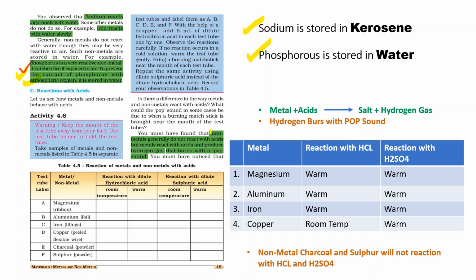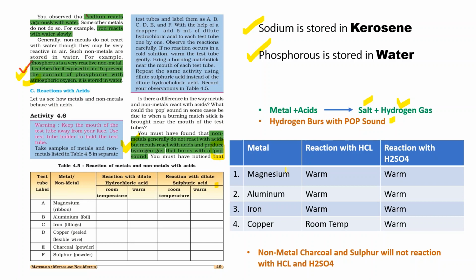Now non-metals generally do not react with acids, but metals react with acids to produce a basic salt and then hydrogen gas. And when we take a candle near this hydrogen gas, it burns with a pop sound. So this is a crucial example, as hydrogen gas burns with a pop sound. Keep in mind this, the burning of hydrogen gas produces a pop sound. So here in this table, the reactions of metals and non-metals with acids. The metal reacts with the acid to form a metallic salt, which is basic in nature, and then the hydrogen gas which burns with a pop sound.